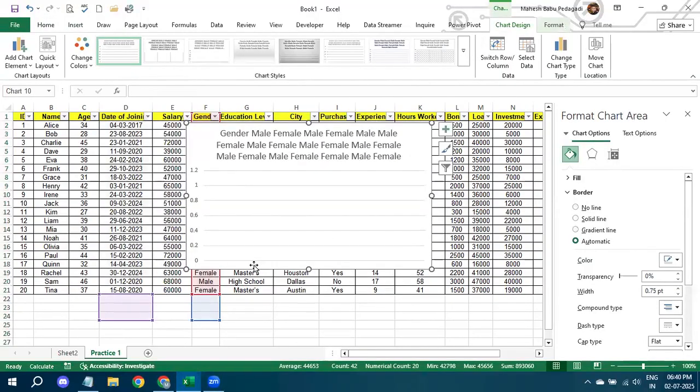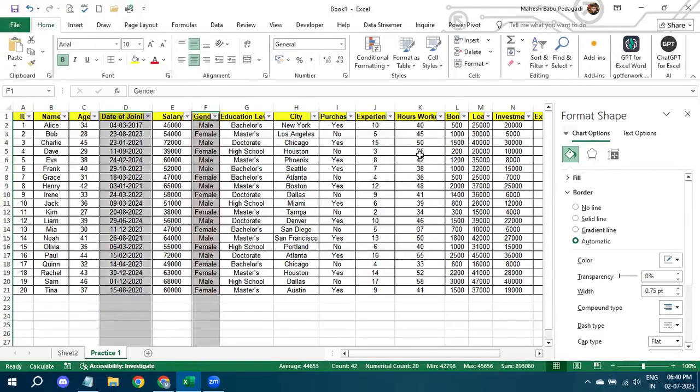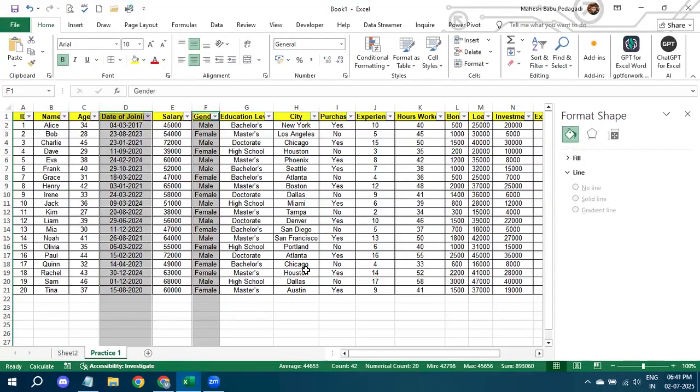Now tell me, what will be the x-axis and what will be the y-axis for a line chart or an area chart? Guys, come on. What will be the x-axis for a line chart and what will be the y-axis?